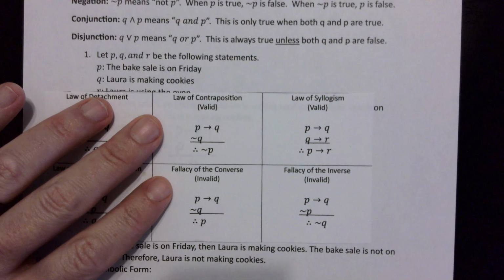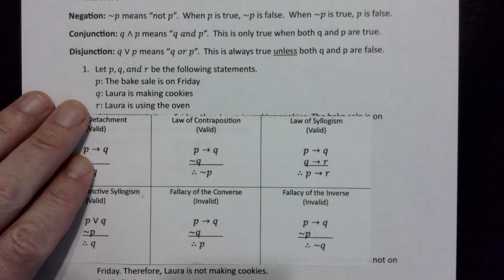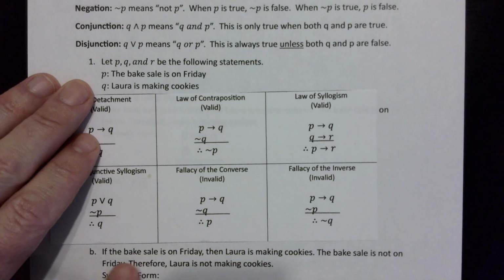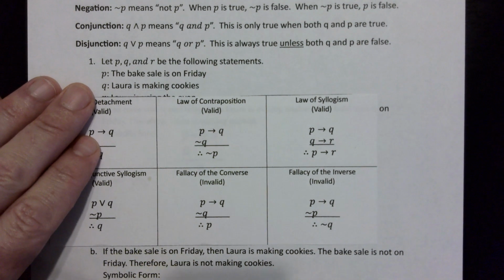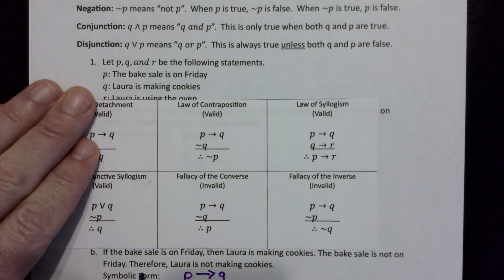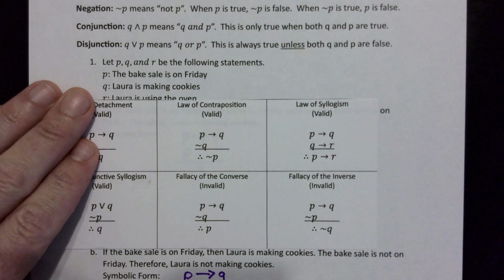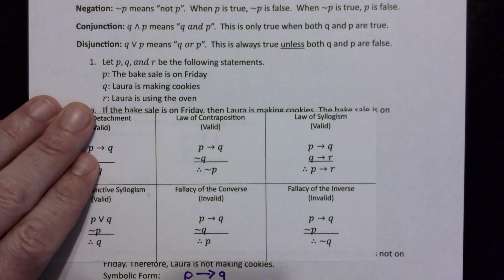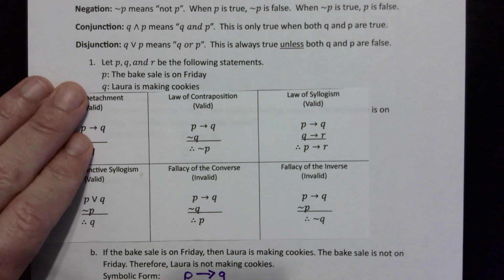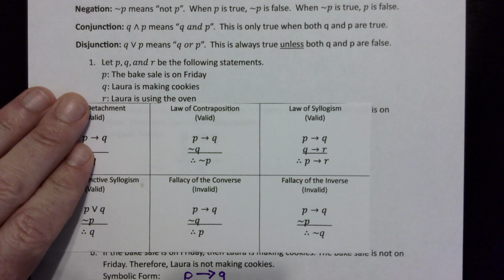So remember, P is bake sale on Friday, Q is Laura making cookies, and R is Laura using the oven. Okay, so if the bake sale is on Friday, so if P, then Laura is making cookies, so then Q. And then it says the bake sale is not on Friday, so not P. Therefore, Laura is not making cookies, so not Q.